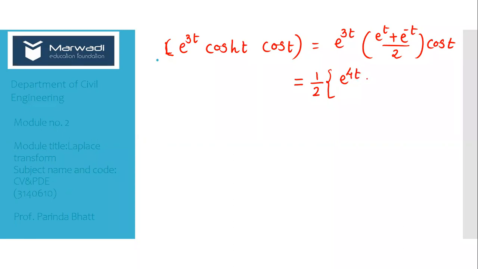E raised to 4t plus e raised to 2t. And this is online teaching. That means self-discipline. You can do everything yourself. Yes, Mihir, very good. E raised to 4t cos t plus e raised to 2t cos t.